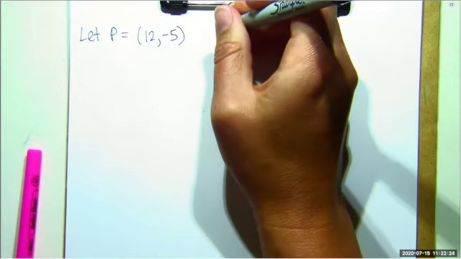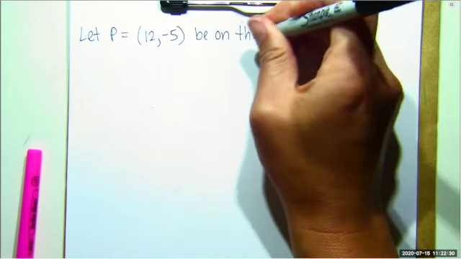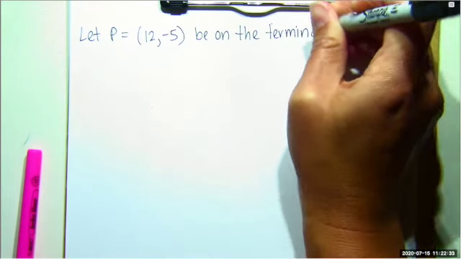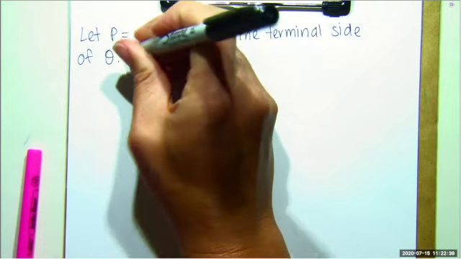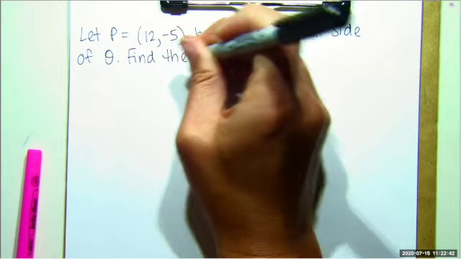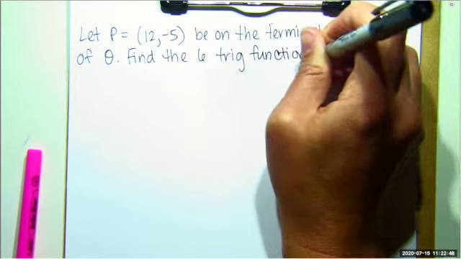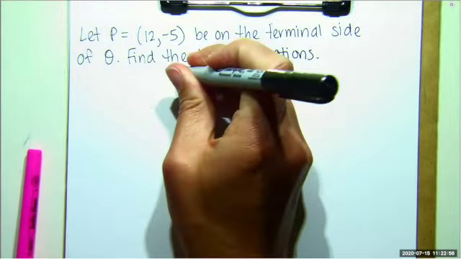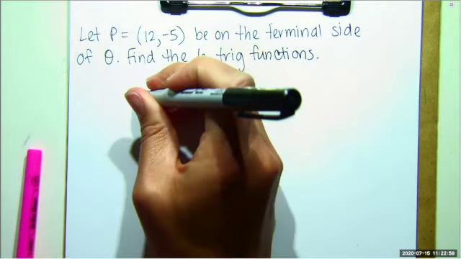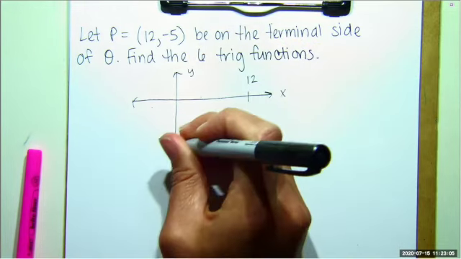Okay, so next one: let P equal (12, -5) be on the terminal side of theta. Find the values of the 6 trig functions. The first thing we always want to do is draw a picture. We are given a point. They give us the point (12, -5).